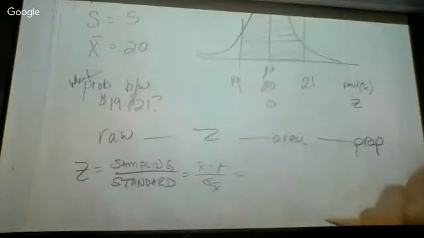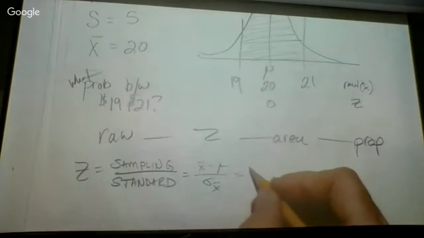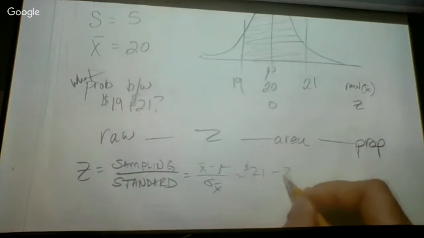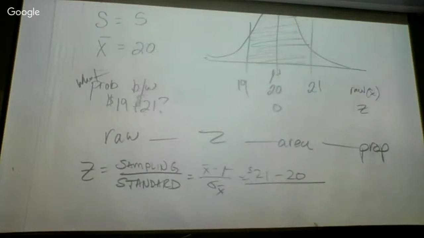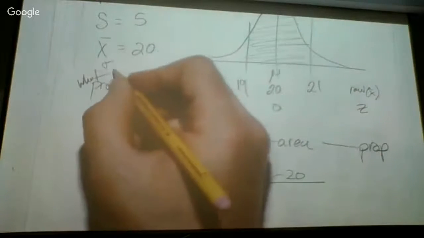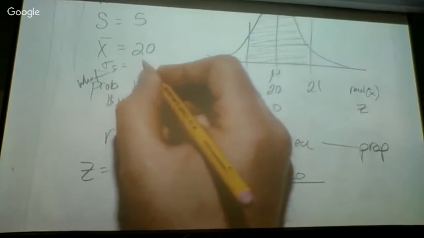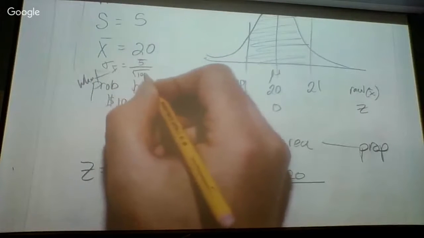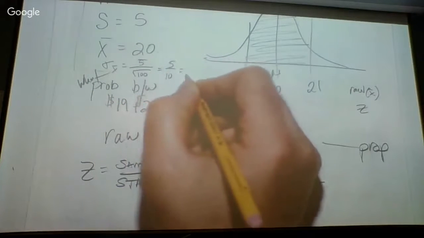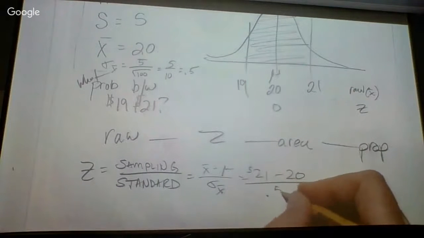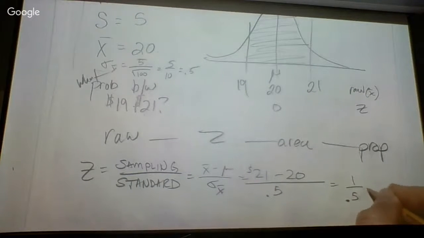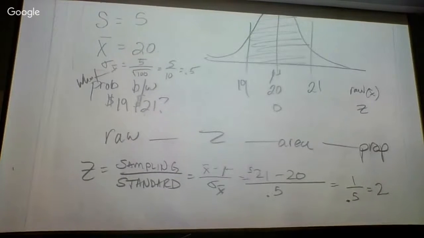X bar, well, so in this case, 21 is what we're looking at because that's our guess. Minus 20 divided by our standard error, which is sigma sub x bar, is 5 divided by the square root of 100. 5 over 10 is 0.5. Two. I mean, I think that's right. I hope that's right. I haven't looked at these problems in 4 months.